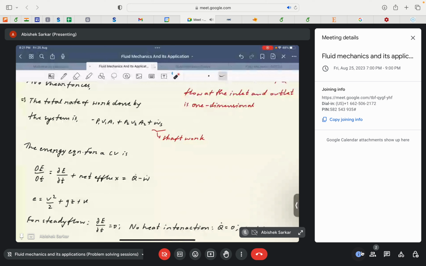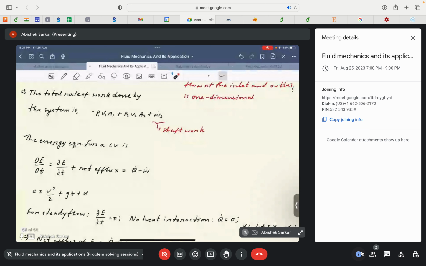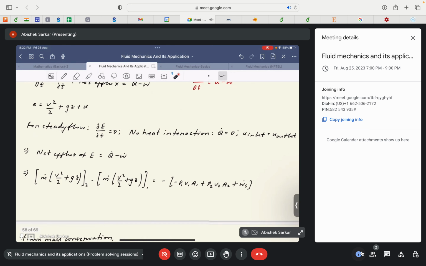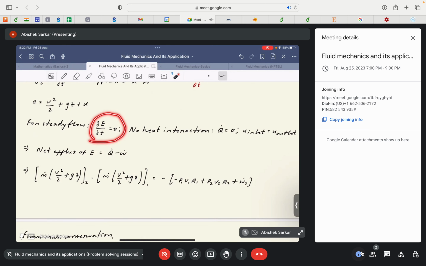Here we consider the energy equation for the CV, where d by dt is equal to the local rate of change of energy, ∂E/∂t, plus the net efflux of energy, and that equals Q minus W, because it comes from the first law of thermodynamics. E is V square by 2, the kinetic energy per unit mass, plus the potential energy and the internal energy. For steady flow, ∂E/∂t is equal to 0, and for no heat interaction we have Q dot equal to 0.